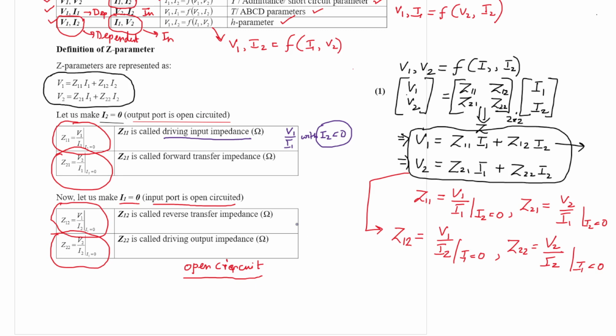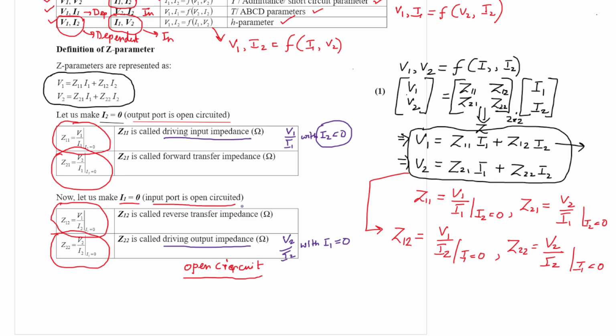In this way, Z22 is V2 by I2 with I1 equal to 0. Since it all represents the output port parameter, it is called driving output impedance. It drives the entire network from the output side. That is why this name comes.